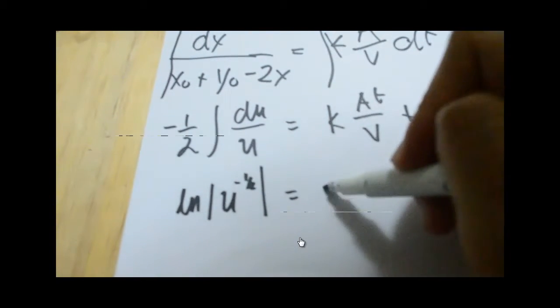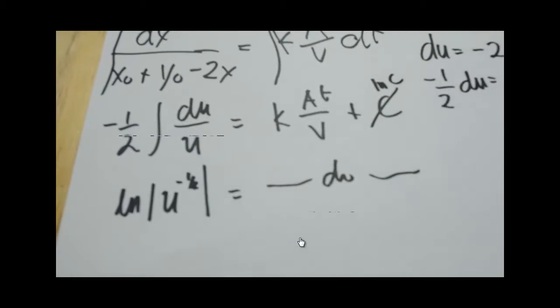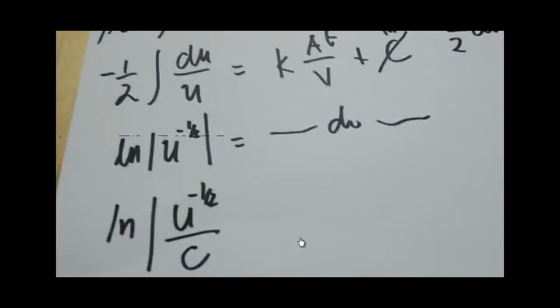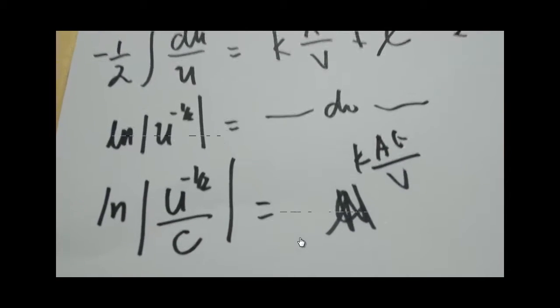And now to integrate the left side, we'll have ln of u to the negative 1/2 equal to this one. As we remember, c could also be ln c, and we join those ln's and transfer it over here, so I will get ln of u to the negative 1/2 over c, and it is equal now to KAt over V. I'm sorry, we have not yet raised it to e. So raising both sides to e, that would give us u to the negative 1/2 over c equal to e to the KAt over V.